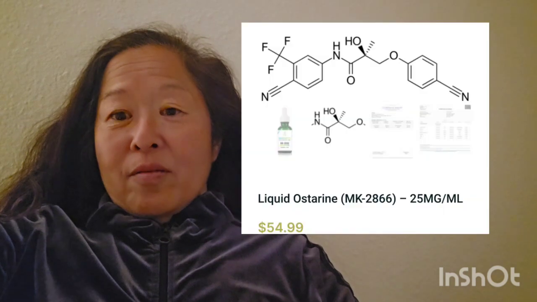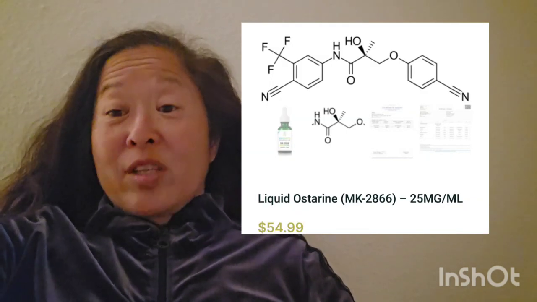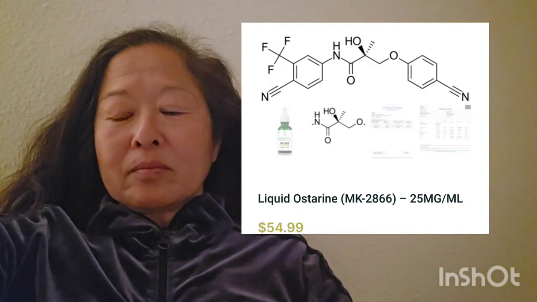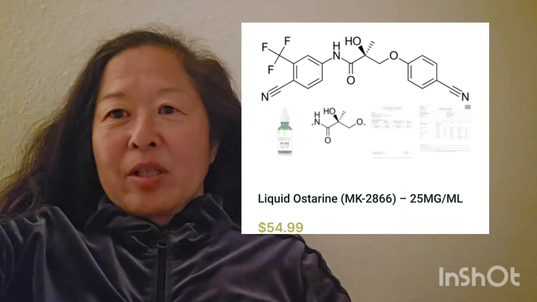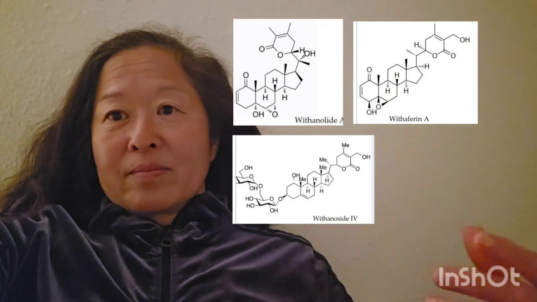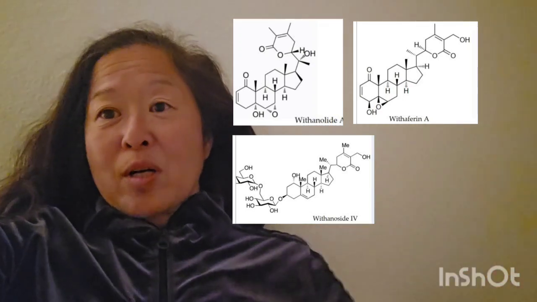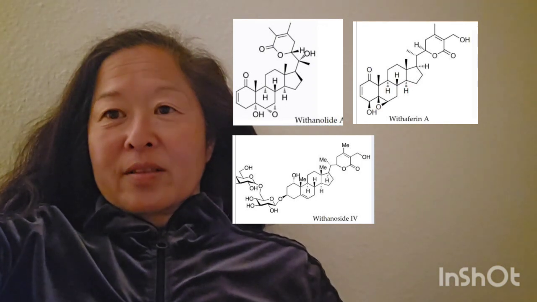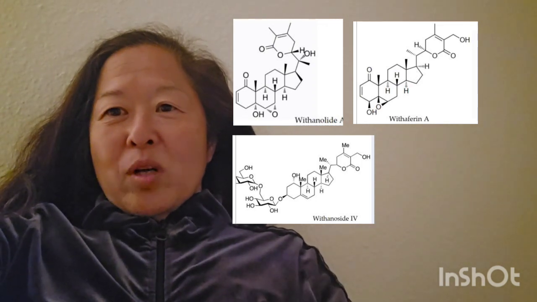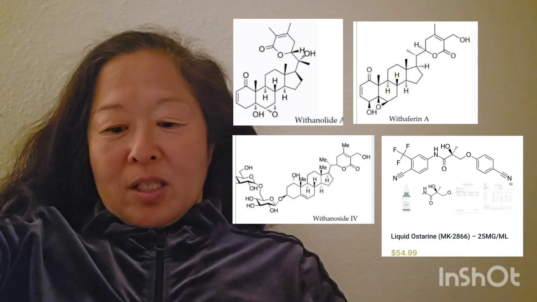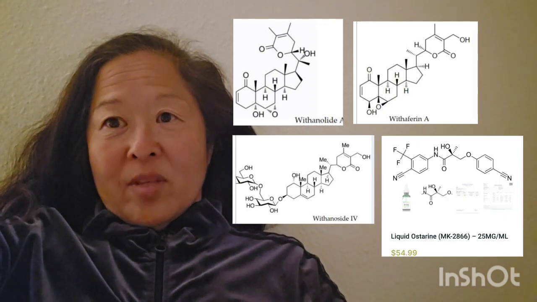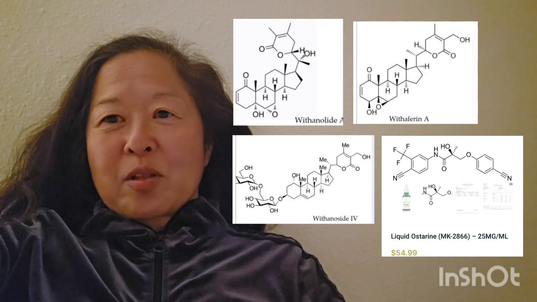But in any case, I'm going to put up a couple of pictures of the Ostarine molecule, and then a couple of pictures of the functional groups, the functional parts of the ashwagandha. What I want you to notice is that in the Ostarine, you see all those letters.